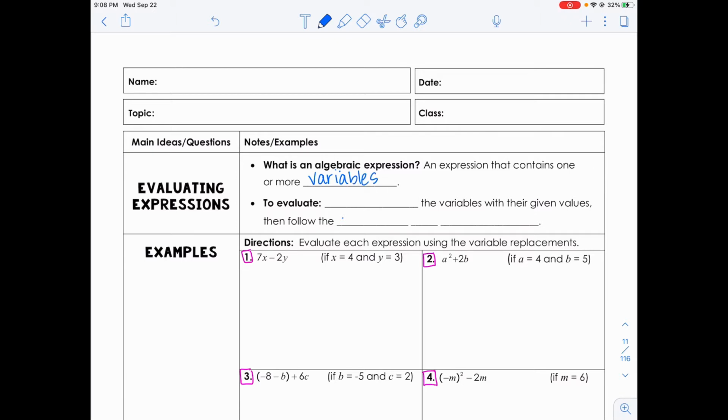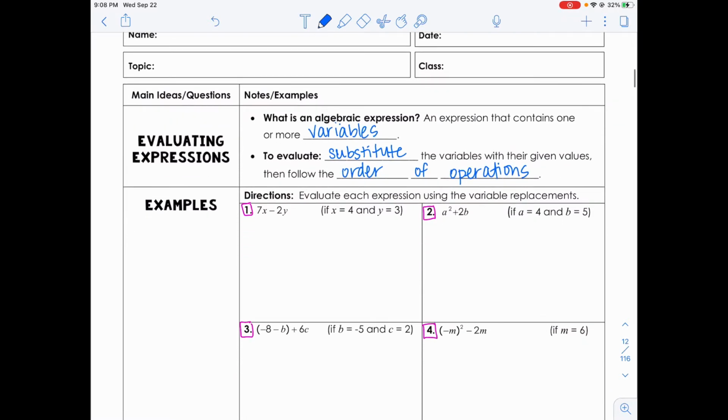To evaluate, first you substitute. That is not how you spell substitute. Substitute the variable with their given values, and then we follow the order of operations to simplify.